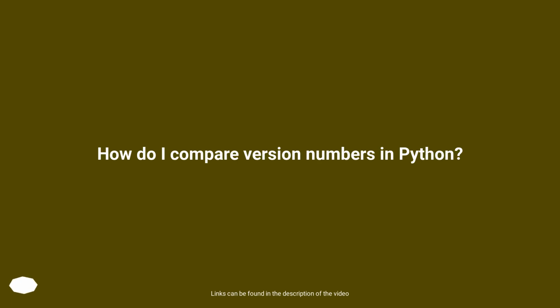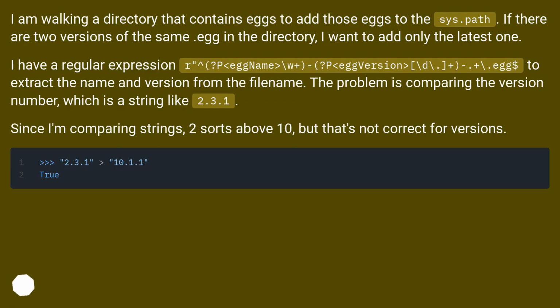How do I compare version numbers in Python? I am walking a directory that contains eggs to add those eggs to the sys.path. If there are two versions of the same egg in the directory, I want to add only the latest one.